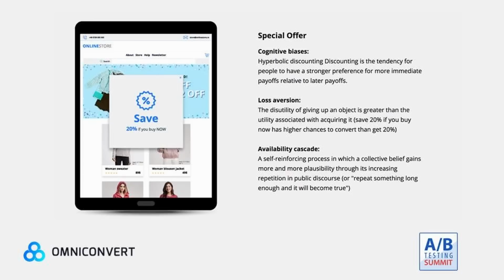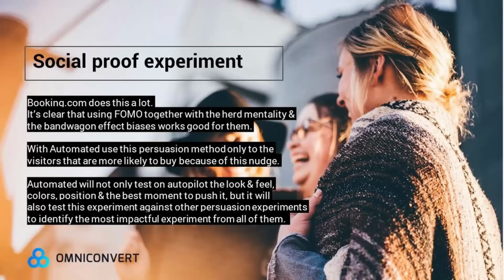So mainly if you push this at the third visit, at the sixth visit, and you push some reminders, you could convince more visitors to buy. Another type of experiment that will be automated is the social proof experiment. Booking.com is using this a lot in order to push the fear of missing out on us.